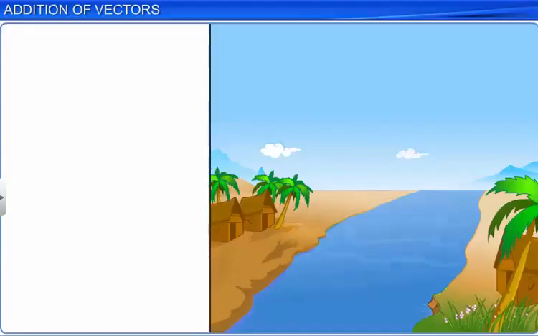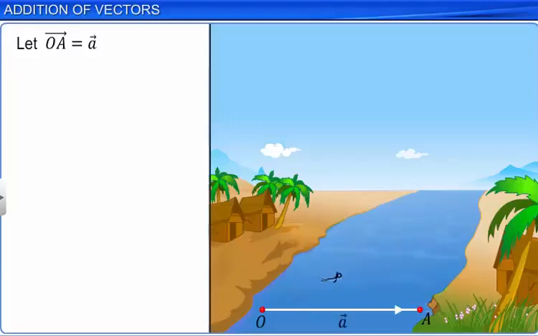Consider a man at point O on the left bank of a river. The man starts swimming towards point A on the right bank of the river in a direction perpendicular to the flow of the river, with the velocity represented by vector A. The man is also acted upon by the velocity of the water flowing in the river. Under the influence of the two velocities, the man actually moves at an angle to line OA and reaches the right bank at point C.